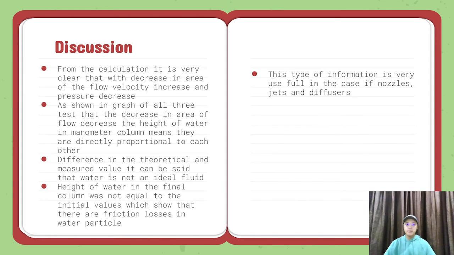Now let's get into the discussion. From the calculation, it is very clear that with a decrease in area of flow, velocity increases and pressure decreases. As shown in the graphs of all three tests, the decrease in area of flow decreases the height of water in the manometer column, meaning they are directly proportional to each other. From the difference between theoretical and measured values, it can be said that water is not an ideal fluid. The height of water in the final column was not equal to the initial values, which shows that there are friction losses in the water particles. This type of information is very useful in the case of nozzles, jets, and diffusers.